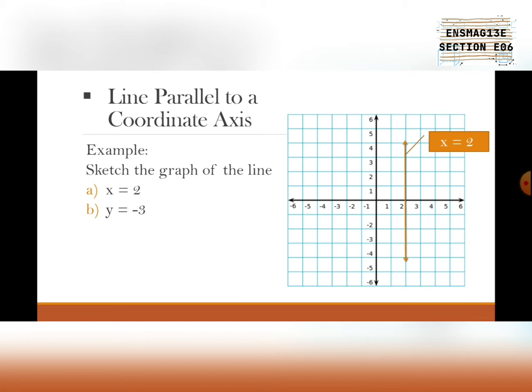Our next equation of the line, y is equal to negative 3. This time, because our equation is in terms of y, our line is parallel to the x-axis, with all the points located at negative 3. This is now the graph of our line.